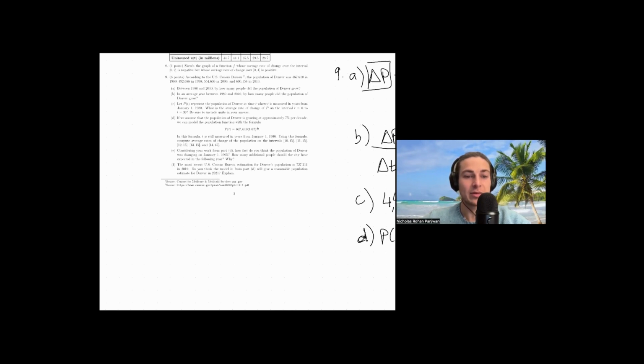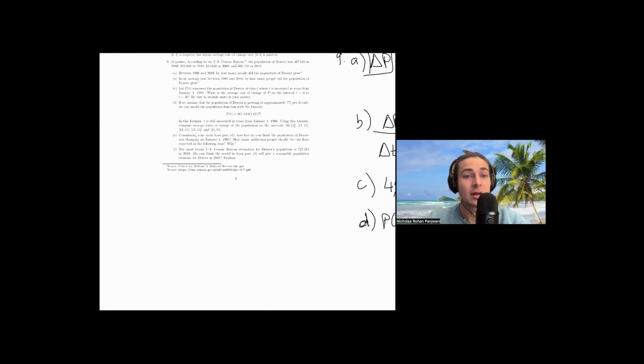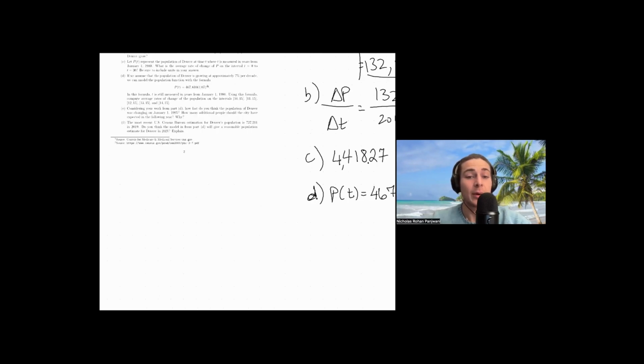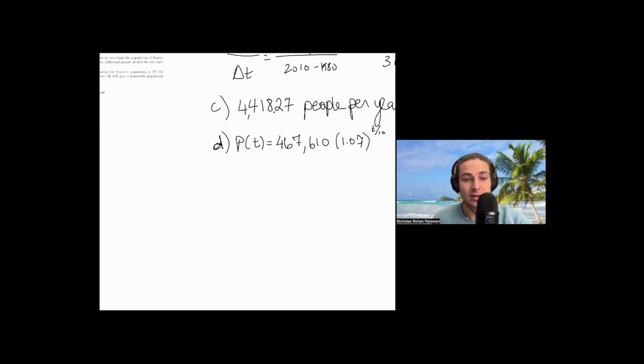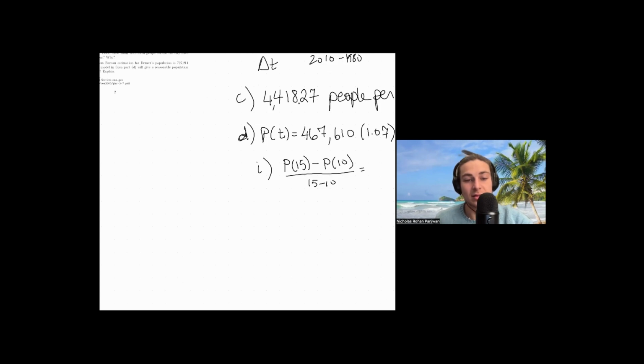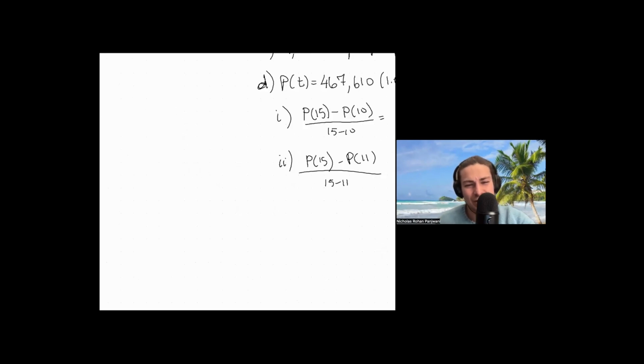Using this formula, compute the average rates of change of the population on the intervals 10 to 15, 11 to 15, 12 to 15, 13 to 15, 14 to 15. Fine. Okay, we'll get to work, I suppose. That's some work right there. I almost want to do these sub problems here. P of 15 minus P of 10 divided by 15 minus 10. So that's the process here. And then 2 is going to be P of 15 minus P of 11 over 15 minus 11. For 6 points, they're really pushing us. They're really pushing us, honestly.